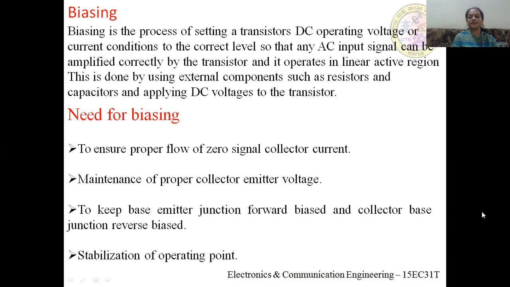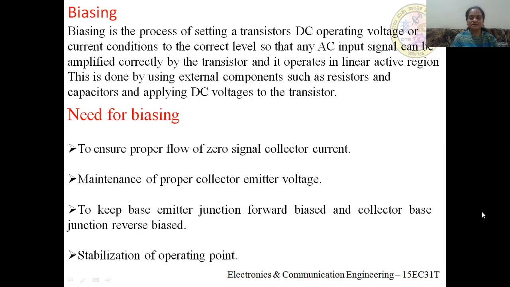So biasing is the process of setting a transistor's DC operating voltage or current condition to the correct level so that the AC signal which you want to amplify is amplified, and the transistor always operates in the active region. As I said at first, when you want to use the transistor as an amplifier, it should be operated in active mode. Active mode means the input circuit should be forward biased and the output should be reverse biased in all conditions. So in order to do that, we apply a small DC voltage to the transistor. Biasing is applying the DC voltage so that the transistor works in active mode.